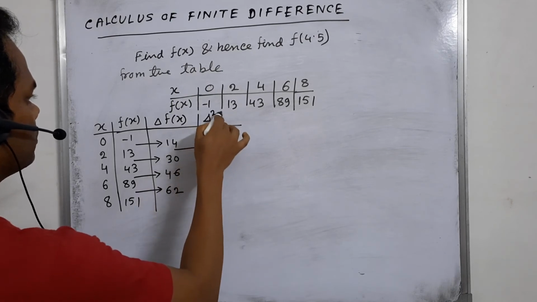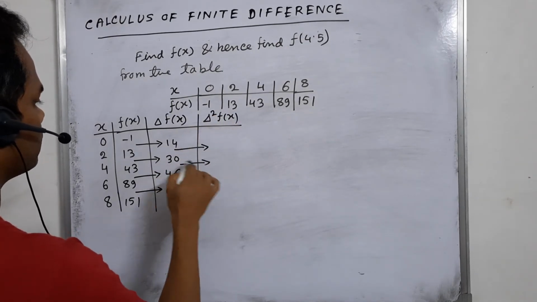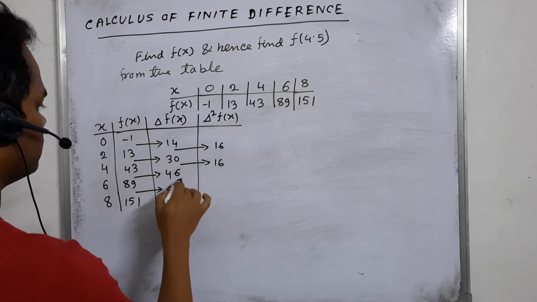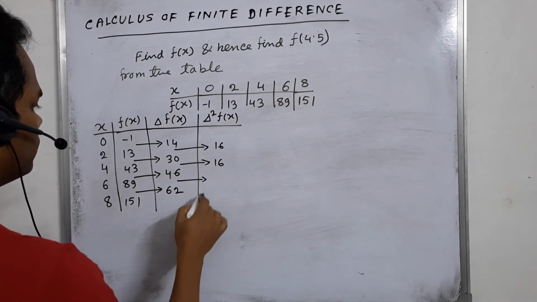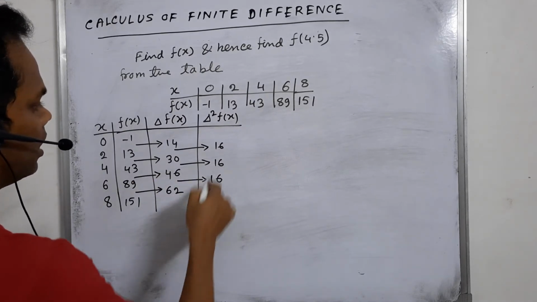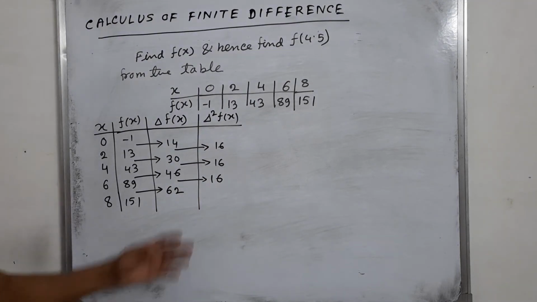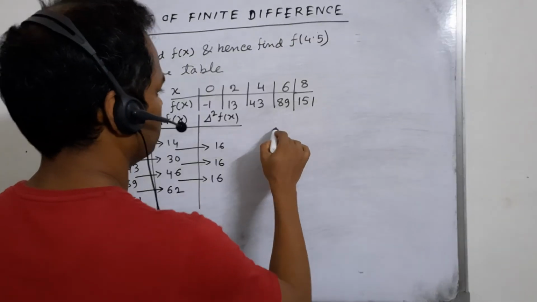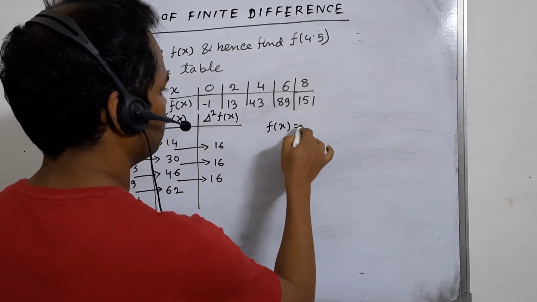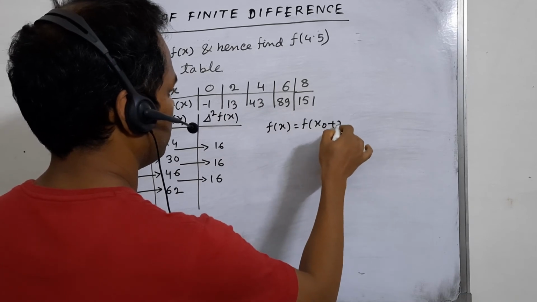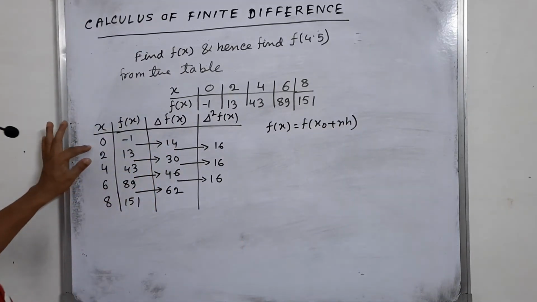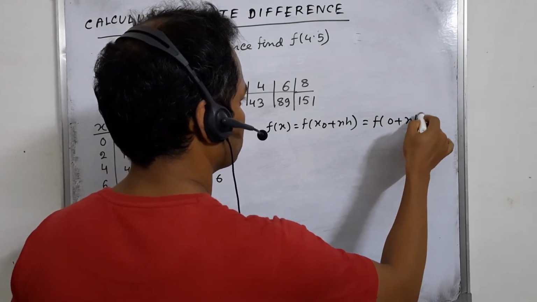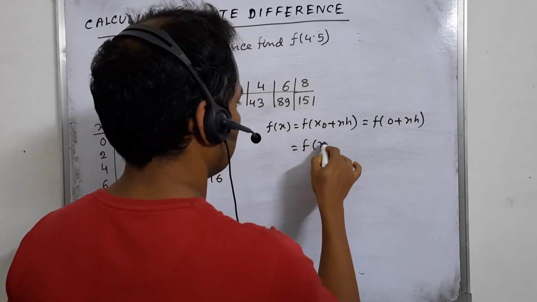And this one is del square fx, second minus first: 30 minus 14 is 16, 46 minus 30 is 16, and 62 minus 46 is also 16. Those terms are the same, so del cube and del 4 fx are 0. So here fx equal to f of x naught plus nh. Here x naught is 0, so f of 0 plus nh, so f of nh.